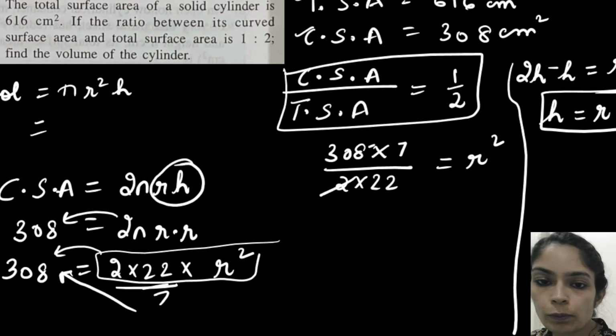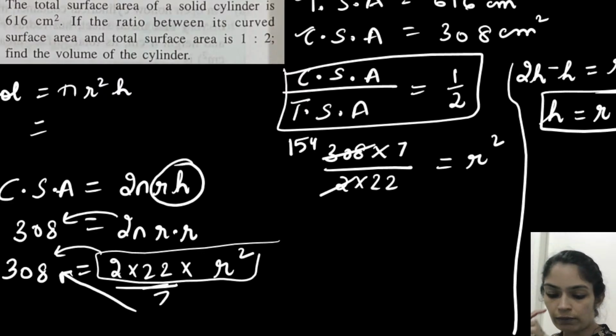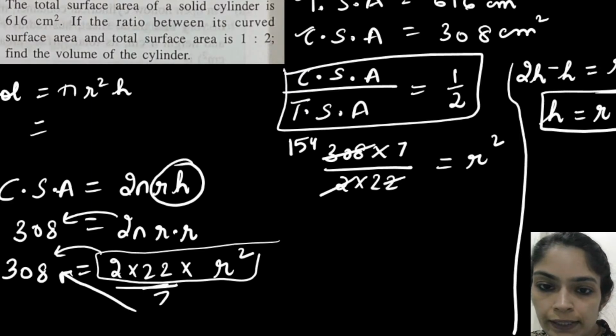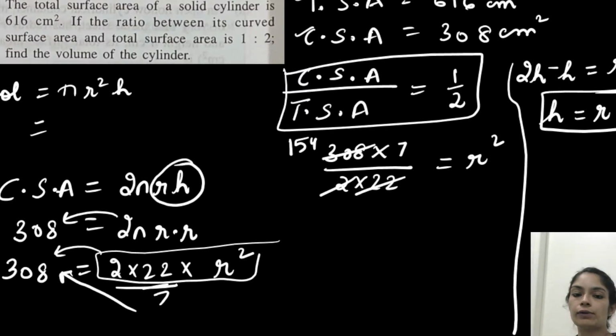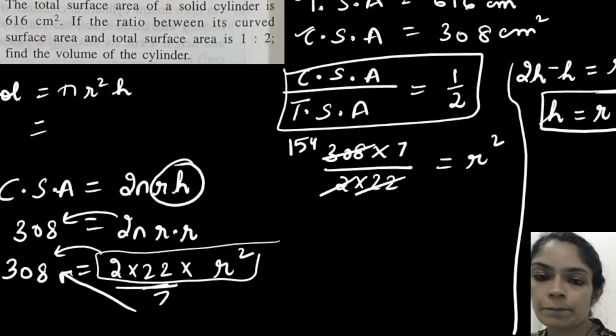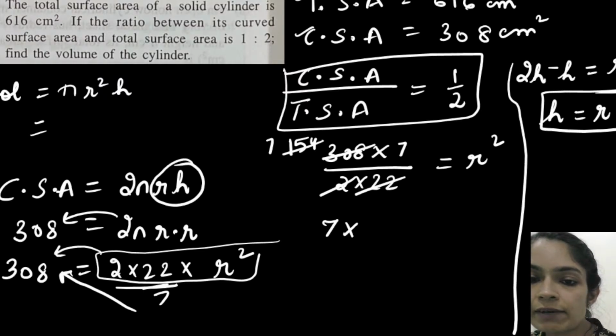So 2 into 154. Shiva Shankar has given it's 49. Yes, so 22 also. We'll try to do cancellation so that our calculations will become a little easy. 22 into 7, you can multiply also. 22 into 7 is 154. So I am left with 7 into 7.